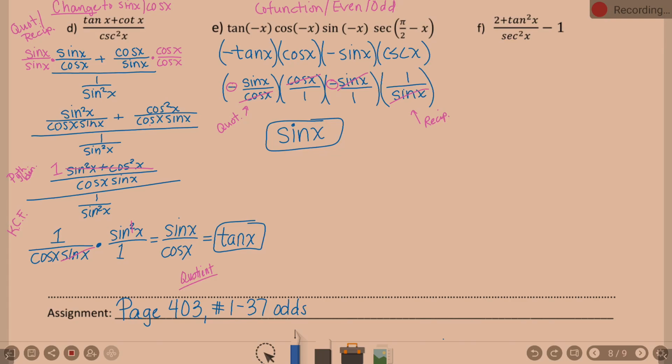Was that last one okay? Yeah. I know I went fast, but I think it's one I can't go fast on.